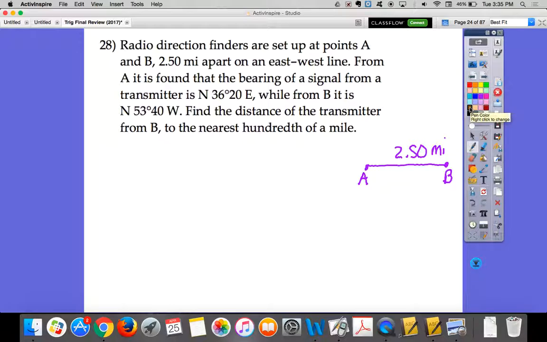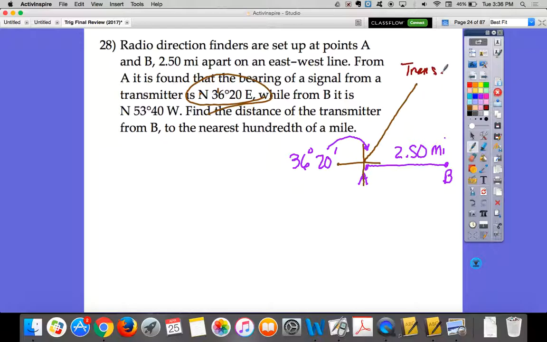From A, it is found that the bearing of a signal from a transmitter, so we're trying to figure out where this transmitter is, but we're going from A, we're wanting to apply this angle. So that means go east this much from north. So I'm spinning this way, and that's telling me that this little part right in there is 36 degrees and 20 seconds. So quite honestly, I need the other part. I'm going to need 90 minus that to get any work done. So this is my transmitter up here.